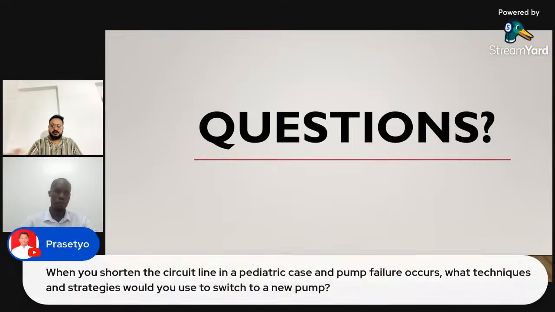Okay, we have one more question. So when you shorten the circuit line in a pediatric case and pump failure occurs, what techniques and strategy will you use to switch to a new pump? I'll repeat the question. When you shorten the circuit line in a pediatric case and pump failure occurs, what techniques and strategy will you use to switch to a new pump?